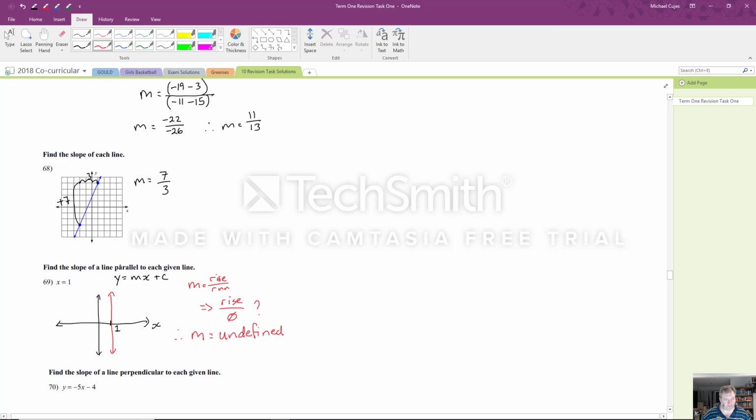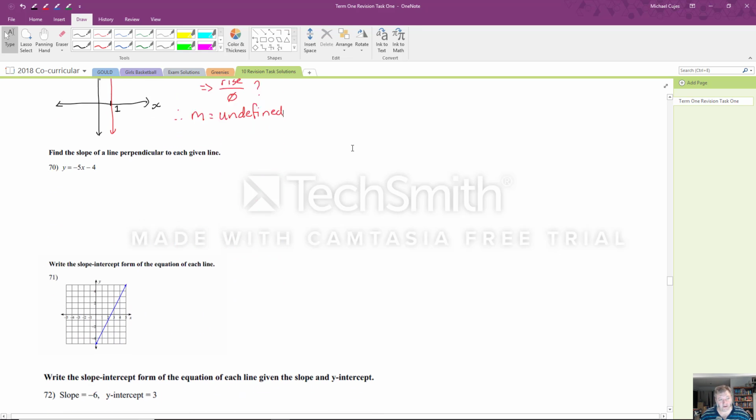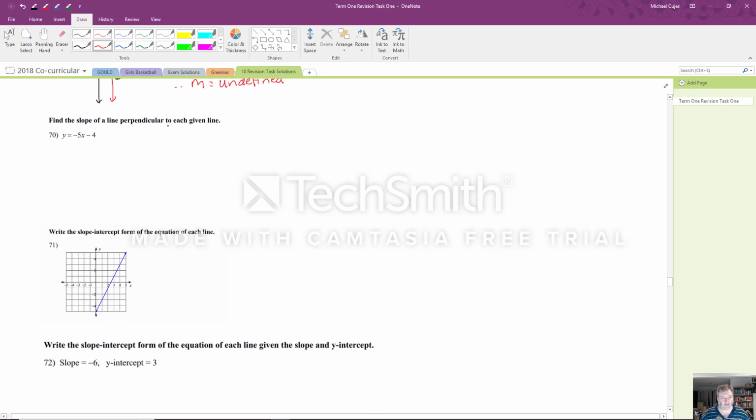And since this line would be parallel, it would have a gradient that would be undefined too. Perpendicular lines: if you have two gradients m1 and m2 and they are perpendicular, you could multiply the gradients to equal -1, or to find the second gradient, it's just -1 divided by whatever the first gradient is.